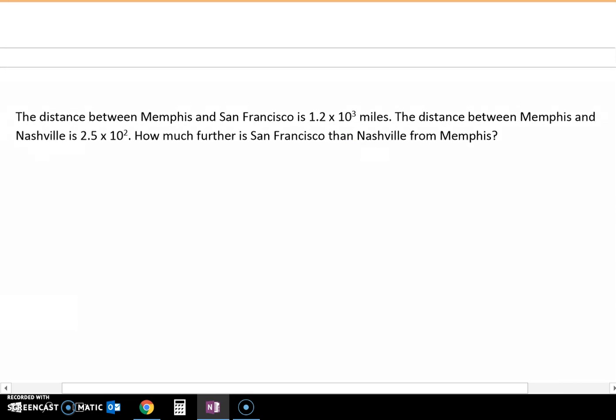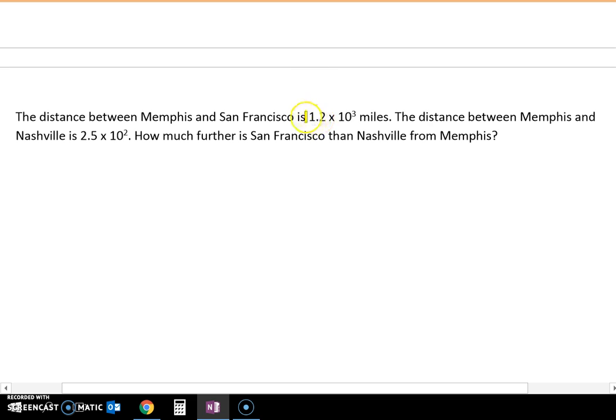And let's look at our next problem. So it says the distance between Memphis and San Francisco is 1.2 times 10 to the 3rd miles. The distance between Memphis and Nashville is 2.5 times 10 to the 2nd. How much further is San Francisco than Nashville from Memphis?